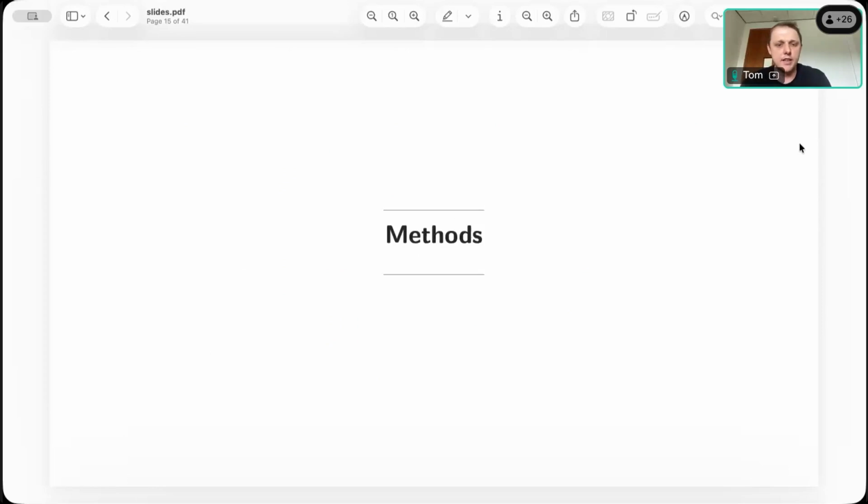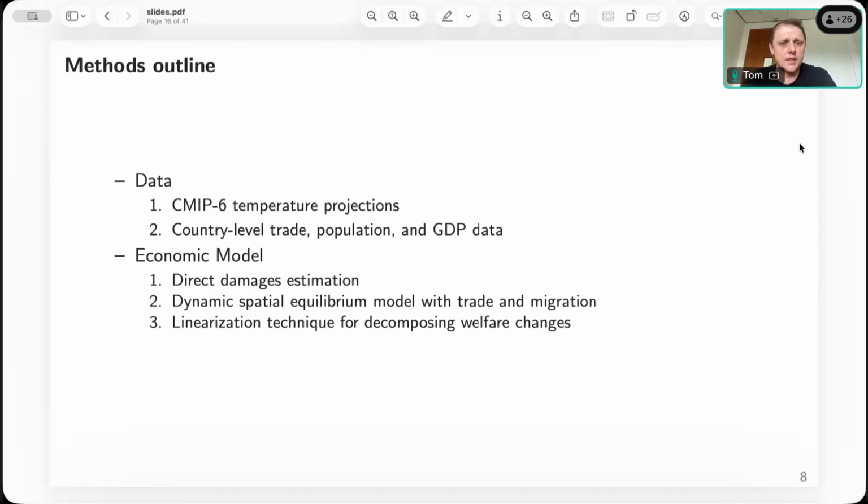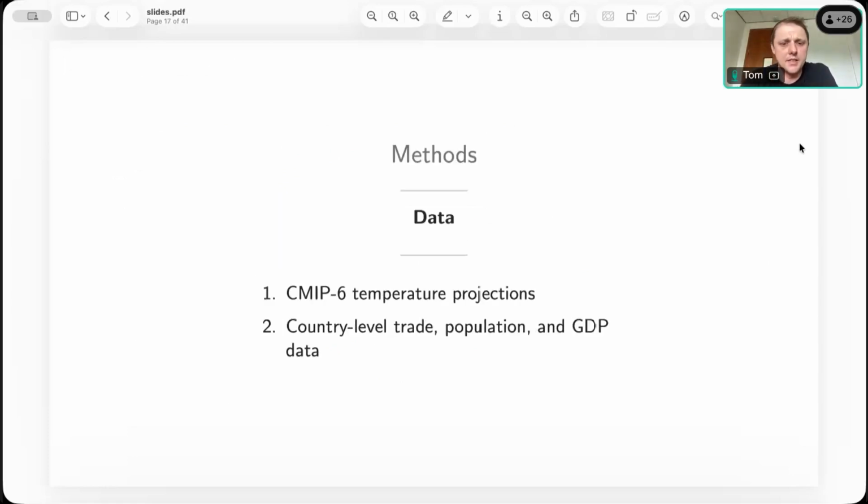So, a really quick discussion of the methods. There are two key parts here: the data that we constructed and the economic model that we use. I'll go through each of those really quickly. There are two parts to the data: the CMIP temperature projections that we use, and the country-level trade, population, and GDP data that we use to calibrate our economic model.